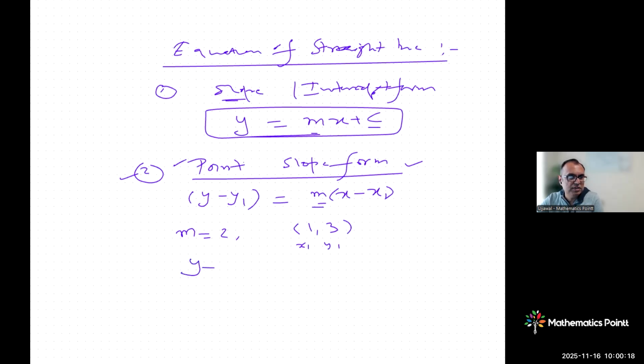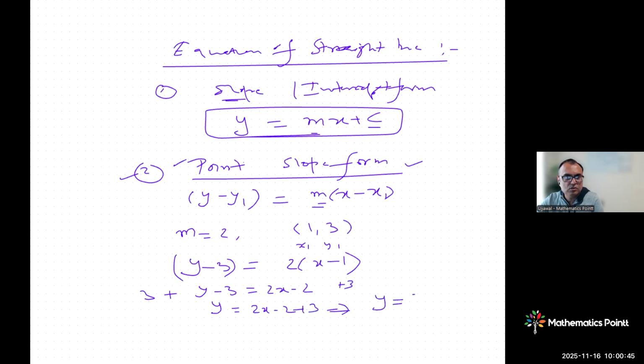Y minus 3 equals to, slope is 2, x minus 1. So y minus 3 equals to 2x minus 2. You got a plus 3 on both the sides, which means y equals to 2x plus 1. Yes, PS, you're right.